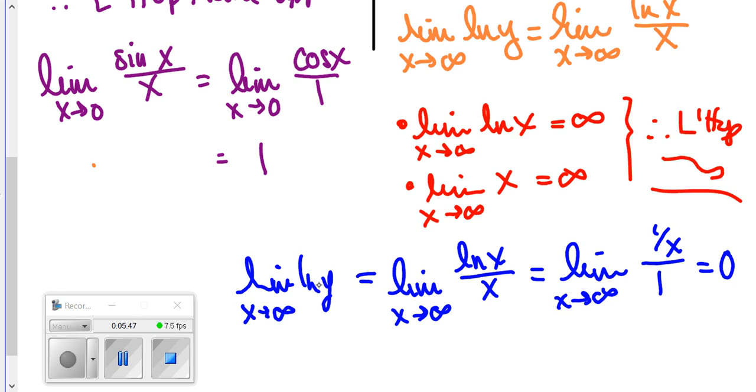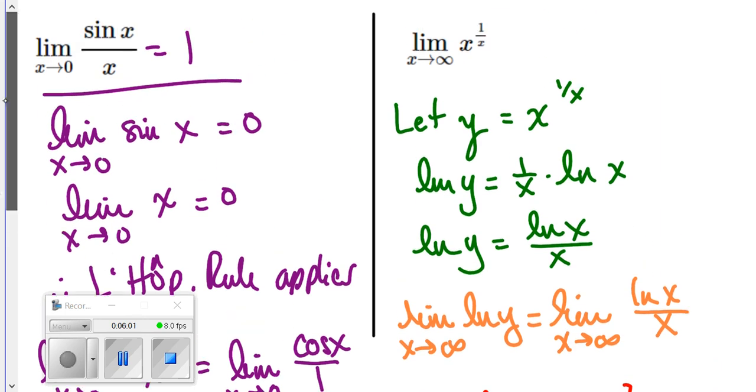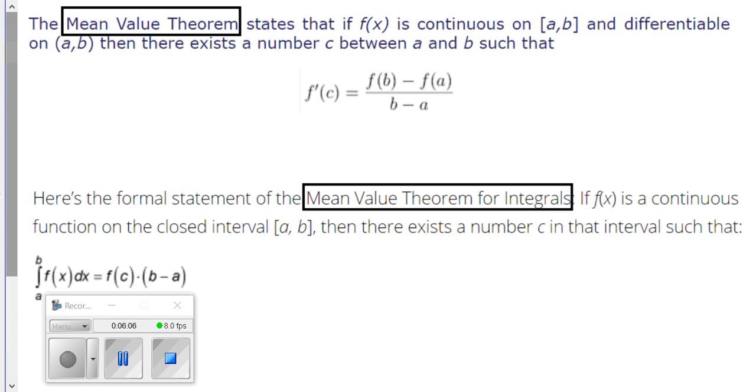And so if natural log of y approaches 0, read from there to there, then that means my limit of y has to be e to the 0, which is 1. So this question also has the answer of 1 when all is said and done. Right, that was L'Hopital's rule in a nutshell.